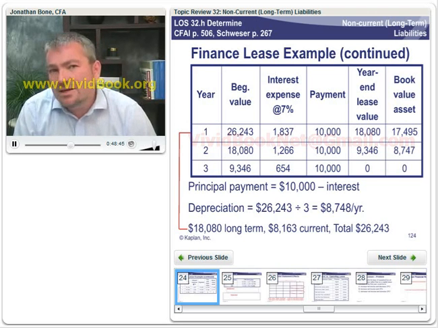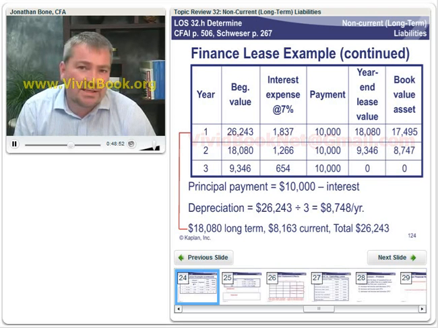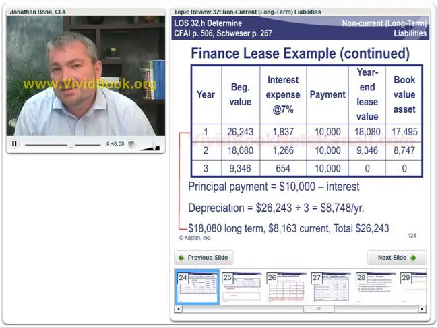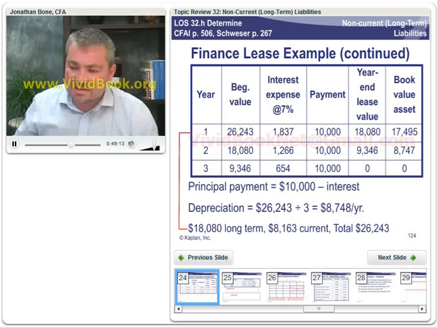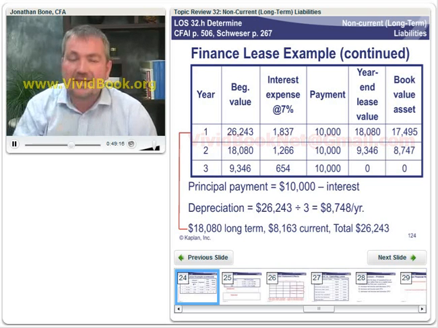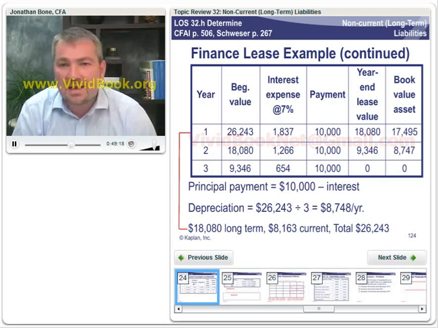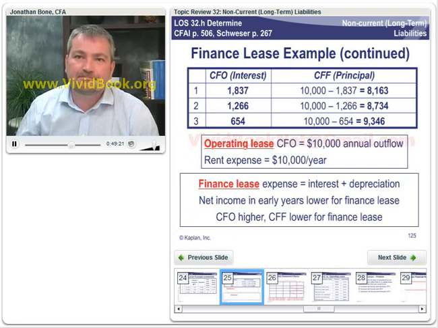Only other thing to note here is that our liability values wouldn't all sit in one place. Take that opening 26,243. Part of that will be paid off during the first year, so would be sitting in current liabilities. In fact, 8,163 would be in current liabilities, and 18,080, which would be paid off in year 2 and year 3, would be in long-term liabilities. So remember, you have to split the lease liability between current and long-term liabilities.